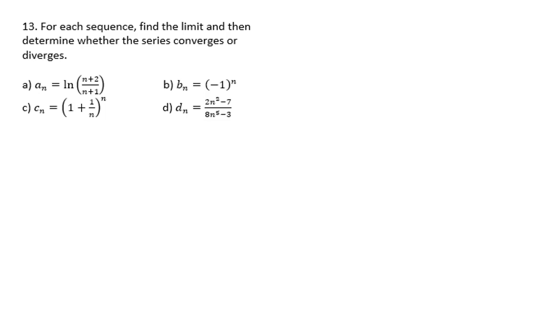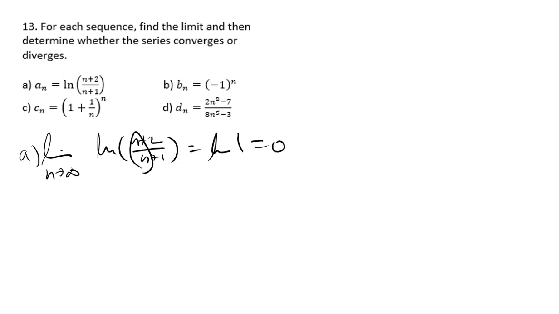For each sequence, these are limits of the sequence. What do you get? Limit ln of (n plus 2) over (n plus 1). Well, this is the dominating term, so it's ln of 1, which is 0. That was easy. B, negative 1 to the nth power.